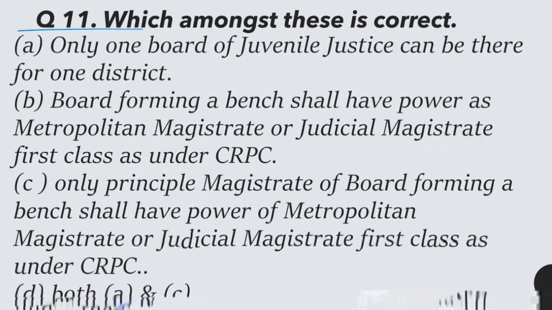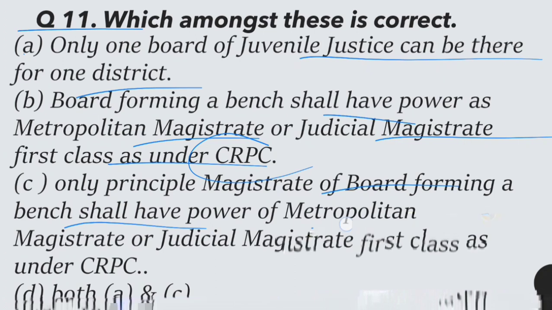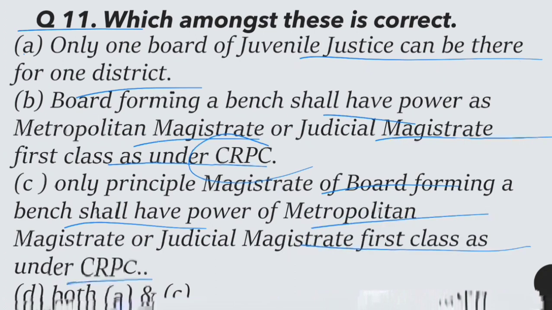Next question is which amongst these is correct? A says only one board of juvenile justice can be there for one district. B says board forming a bench shall have power as metropolitan magistrate or judicial magistrate of first class as under CrPC. C says only principal magistrate of board forming a bench shall have power of metropolitan magistrate or judicial magistrate of first class as under CrPC. And D says A and C both are correct.